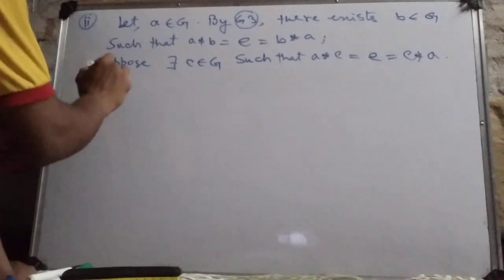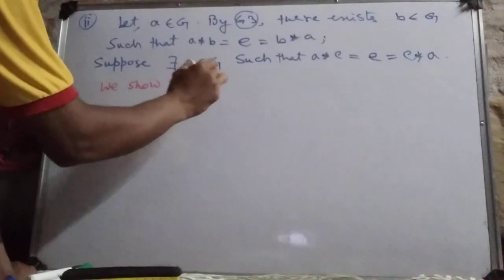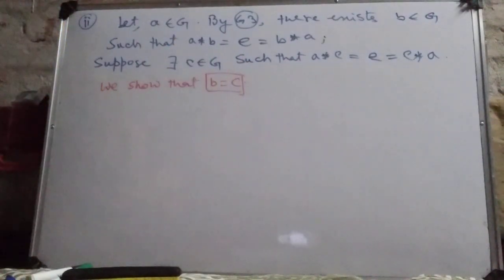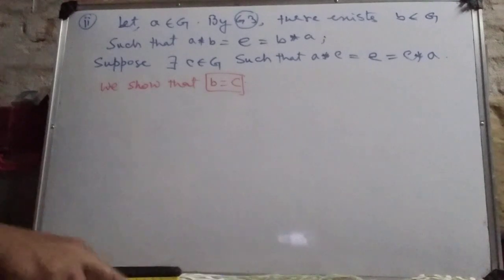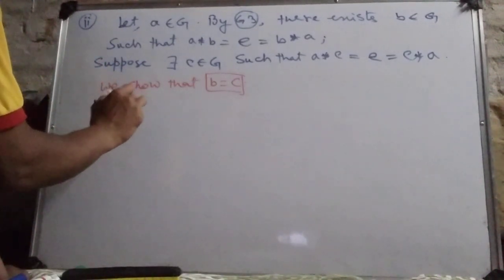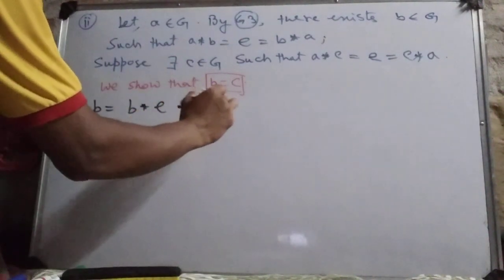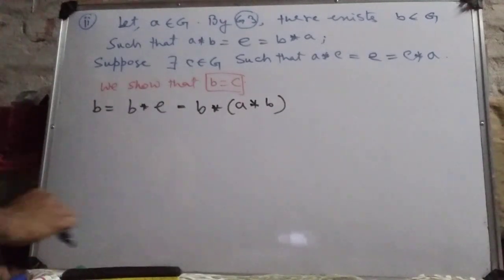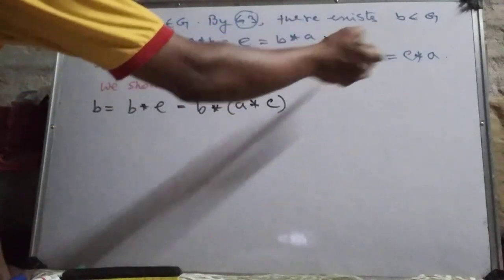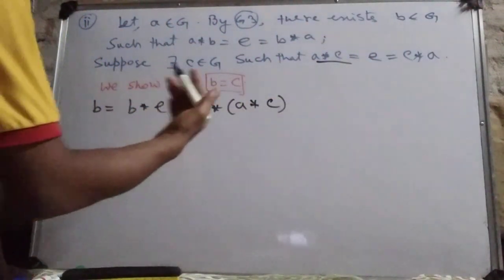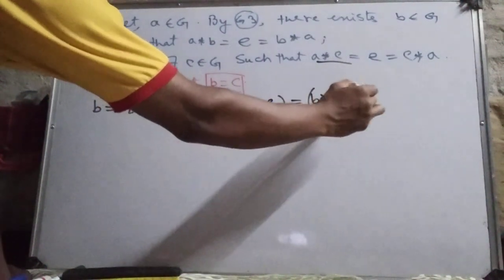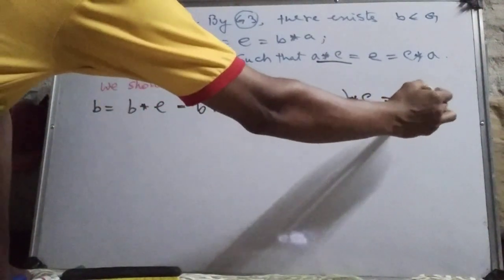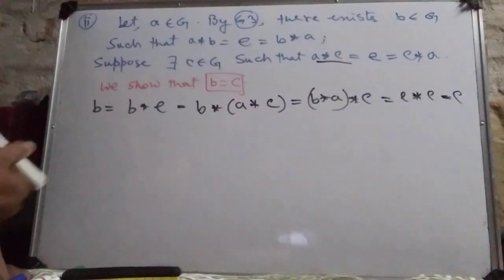Okay, we show that B equal to C. Then how does this happen? I think this is a very easy portion. How do we deal with it? Here we write in this way: B equal to B star E. We know about that. And A equal to what? A equal to A star B. Okay, not a problem at all. If we write here A star C, then obviously not a problem at all. Then we also write in this way: B star A star C equal to E star C equal to C. Okay, so B equal to C happens.